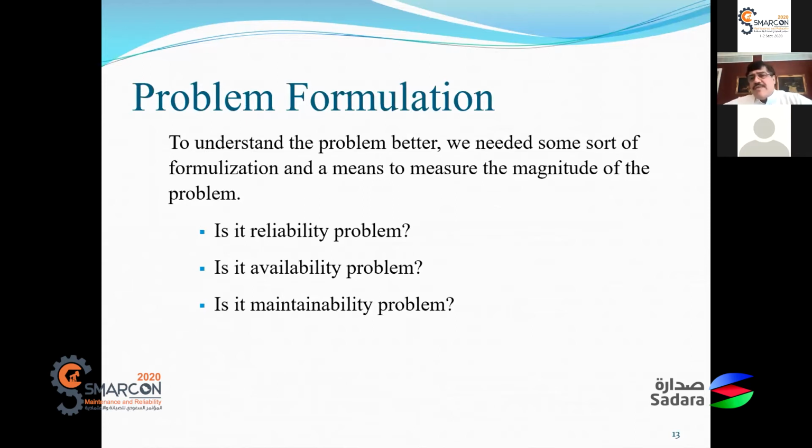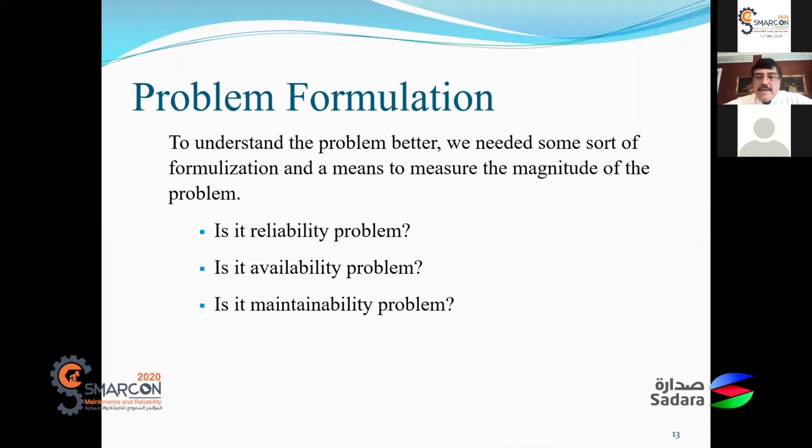So after looking at this problem, what is it? First of all, we need to formalize this problem. To understand it better, we need to put some sort of formalization and a means to measure the magnitude of the problem. So what is this problem? Is it a reliability problem? Is it an availability problem? Is it a maintainability problem? How are we going to formalize it?